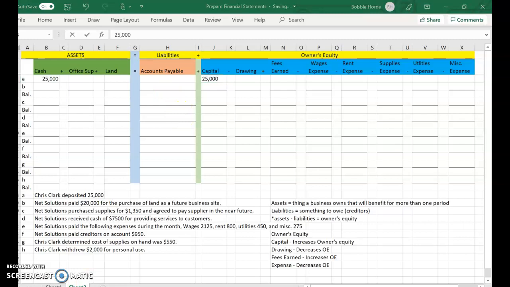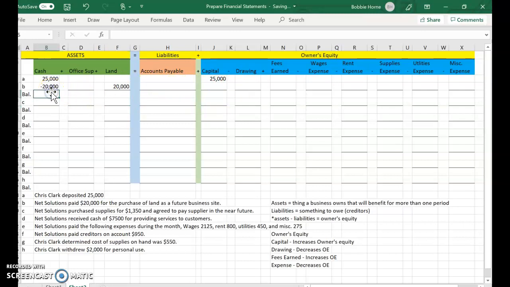For the next transaction, Net Solutions paid $20,000 for the purchase of land as a future business site. So the company is paying $20,000 for land. So cash is going down by $20,000 and land is increasing by $20,000. If you notice, the net effect of this transaction is 0. On this side, nothing was affected, so we end up having 0 on both sides.